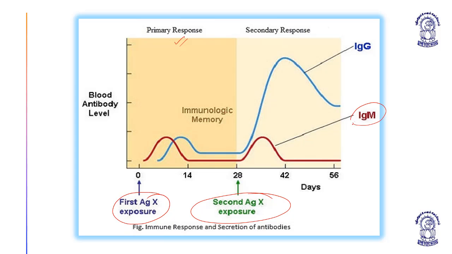Mainly IgM initiates the primary immune response, which is followed by IgG. This part is known as the primary immune response. So during the primary immune response, IgM comes first and then IgG, then it decreases. Then the IgG levels increase rapidly to a peak in comparison to IgM. So this is the primary response and the secondary response. Understood?